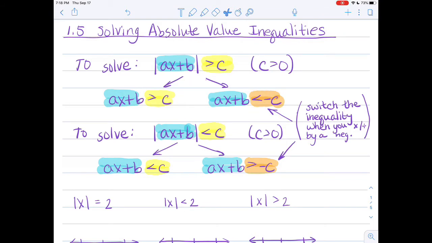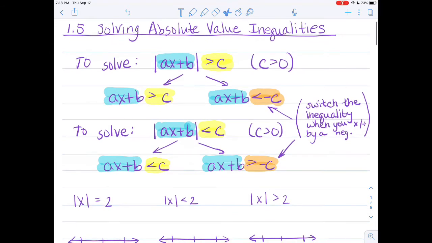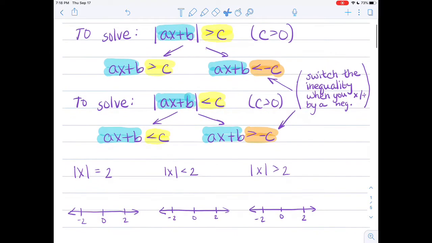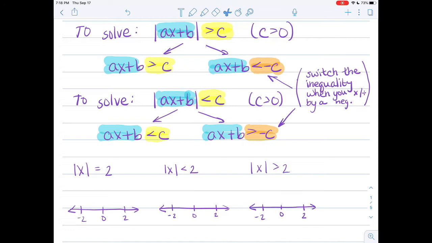We could also have the opposite thing. We could be starting with a less than symbol, and in that case, our positive case is less than C, and our negative case is greater than negative C. Again, when you multiply or divide by a negative, you must flip the inequality around in order to maintain a true statement. So let's break this down and take a look at what it looks like compared to what we were doing last time.